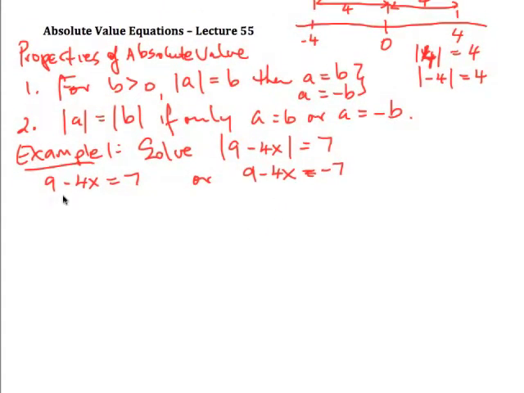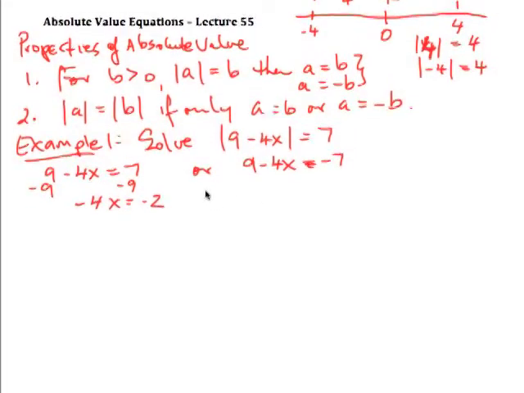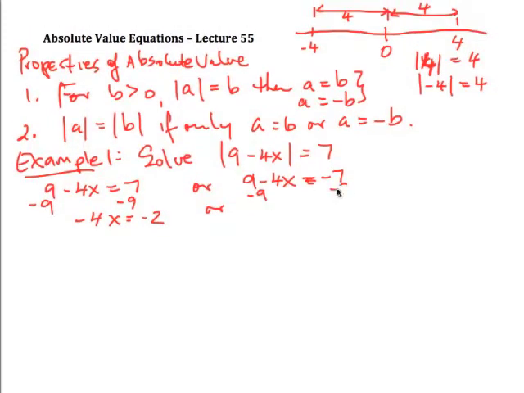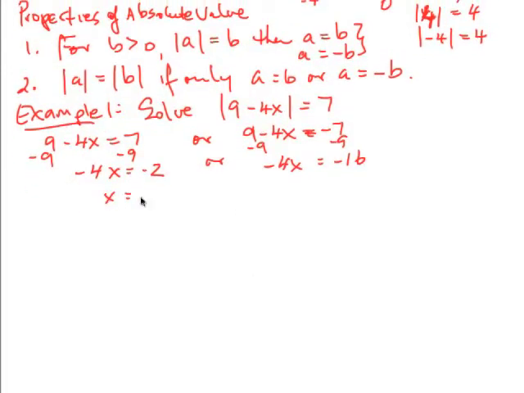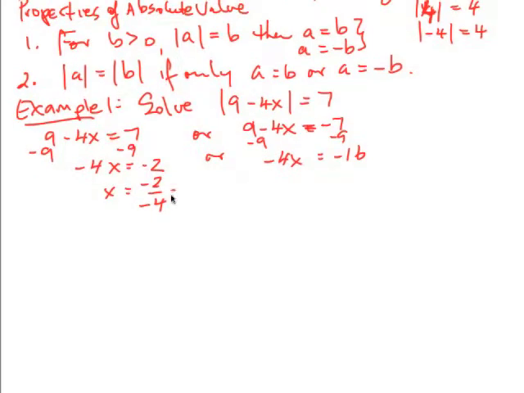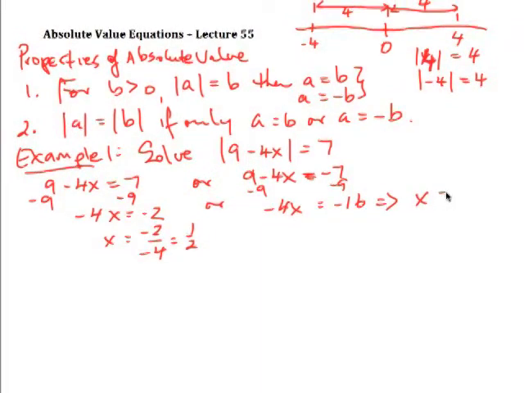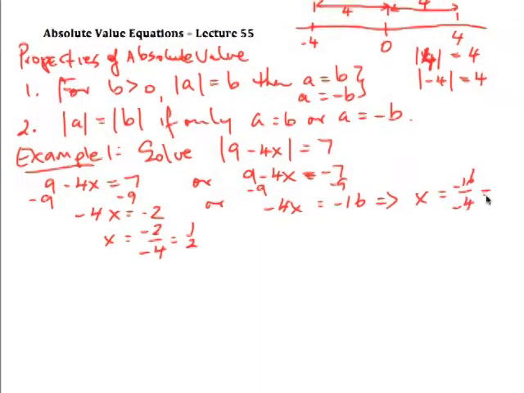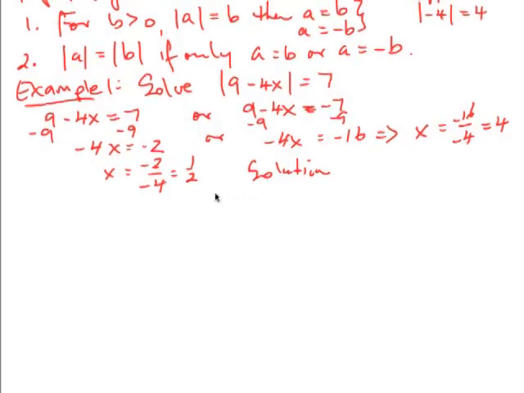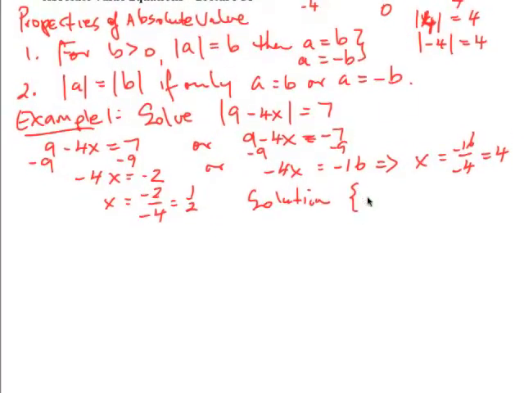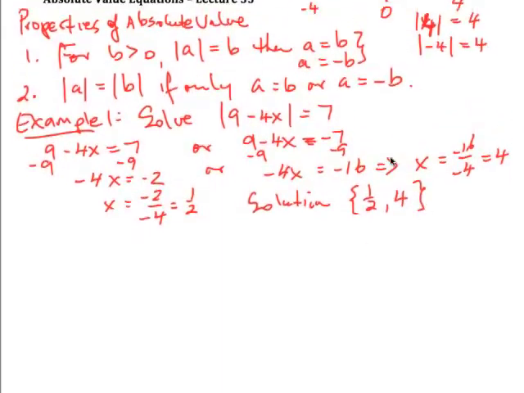In the first case, we'd subtract 9 from both sides. I'd have negative 4x is equal to negative 2. In the second case, I'd subtract 9 as well from both sides. I'd have negative 4x is equal to negative 16. So here I'd have x equal to negative 2 over negative 4, which is 1/2. And here x is equal to negative 16 over negative 4, which gives me 4. So I've got two solutions. They're exact number solutions, not an interval or anything. And our solution would be, with the curly brackets, {1/2, 4}.